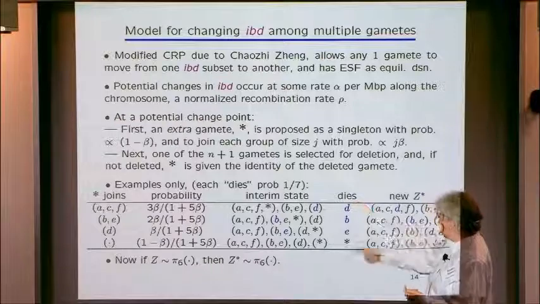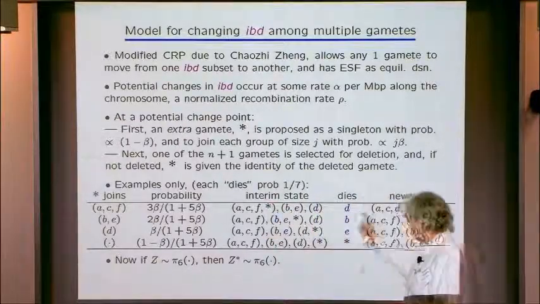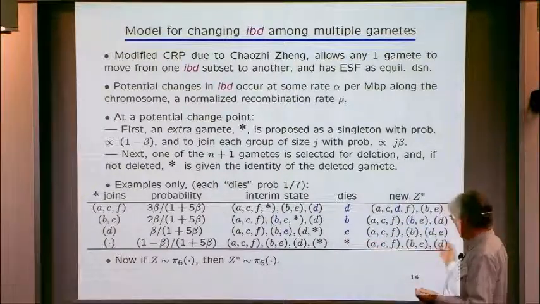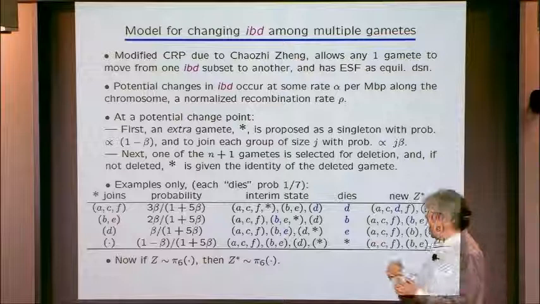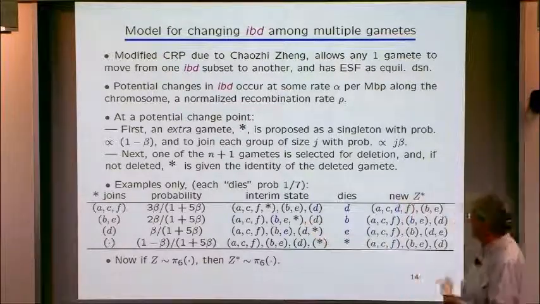But now I randomly select one of the N plus 1 gametes, in this case 7 gametes, to leave. Of course, if the one who just came in leaves, then I haven't changed anything. But if one of the others leaves, then the star gets the label of the one that's leaving.